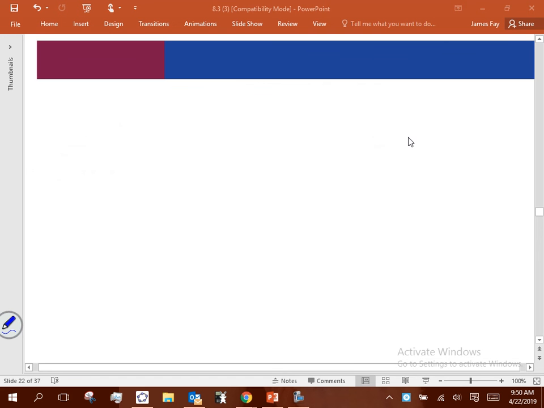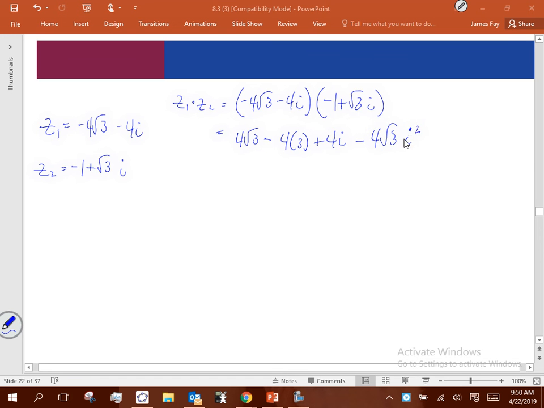What's i times i? Good. So i squared is going to change to a negative 1, and I make that positive. So now I have 8 root 3s.